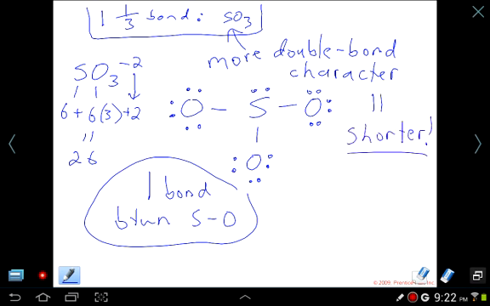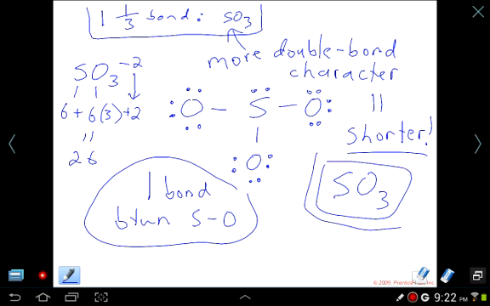So even though we don't really have a true double bond, we have more than a single bond. So the SO3, the sulfur trioxide, will have the shorter sulfur-oxygen bonds. And experimentally, we would actually measure exactly that.